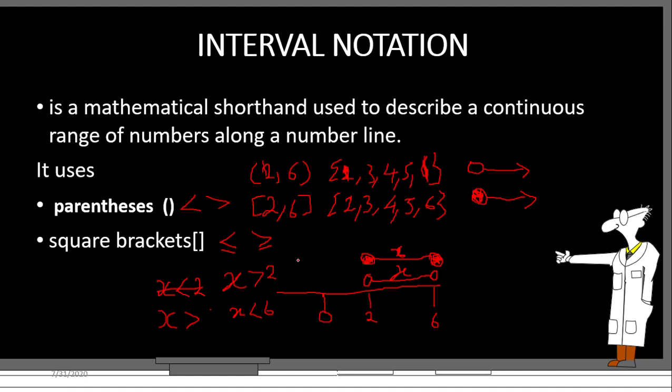If you want to represent the closed interval, we write the same thing: x is greater than or equal to 2, and x is less than or equal to 6. That's how you write it. You are representing the shaded circle, the shaded bubble here. That's how you represent it. This is simple and easy.